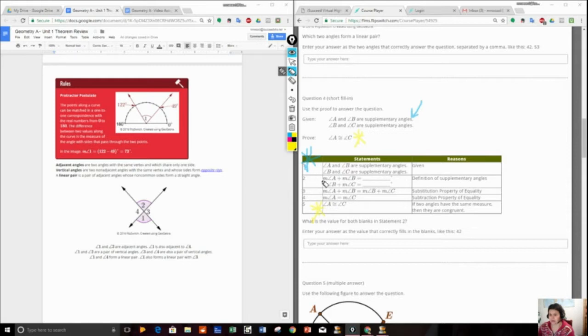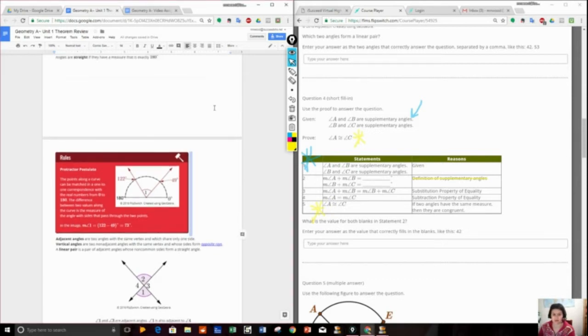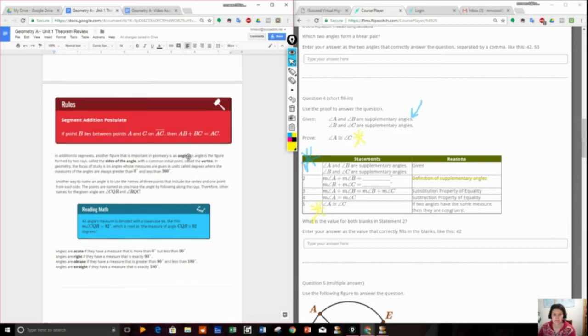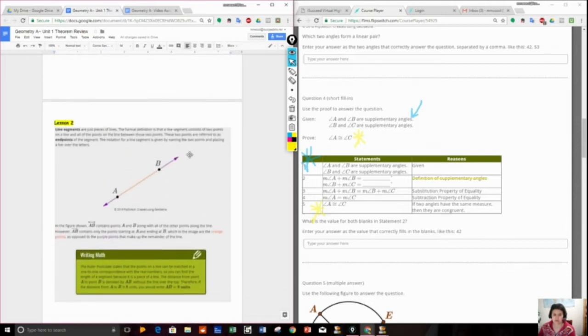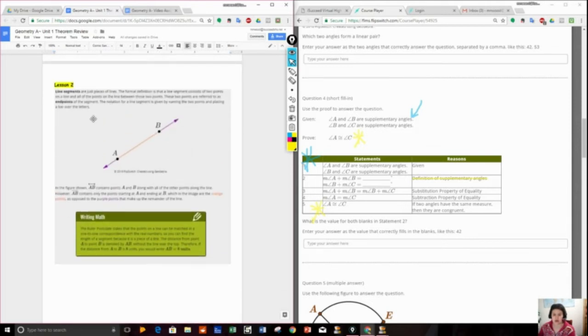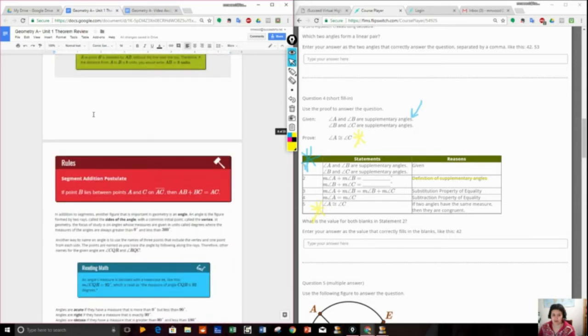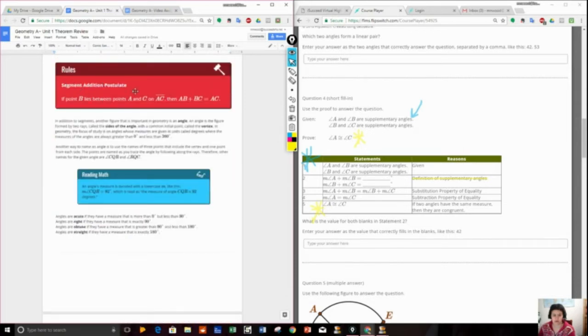So now statement 2, the measure of angle A plus the measure of angle B equals blank, and the measure of angle B plus the measure of angle C equals blank. And then the reason is the definition of supplementary angles. Okay, say I have no idea what supplementary angles are. There were too many things to remember. So I'm going to come back and look for supplementary angles in my lesson 2 theorem review. So this one is segment addition.